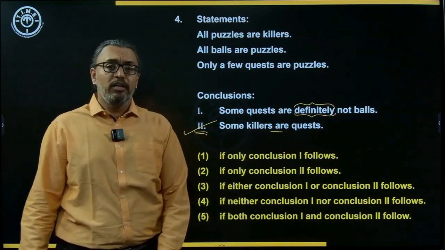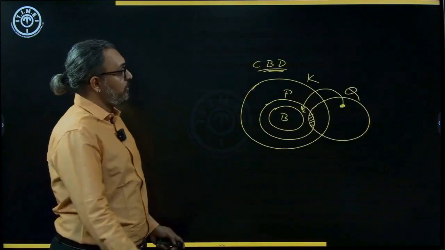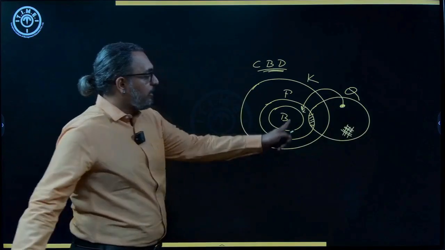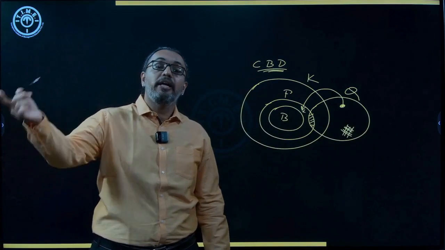You can ignore the word definitely. It is simply some not. Some quests are not balls. Let us check. See, these are some of my quests that are not inside balls. So the negative satisfies. You are allowed to go to the alternate diagram and take the complementary pair.